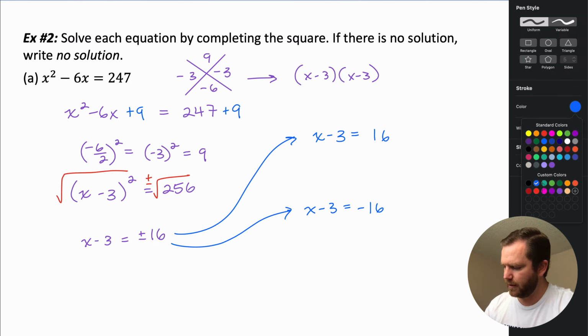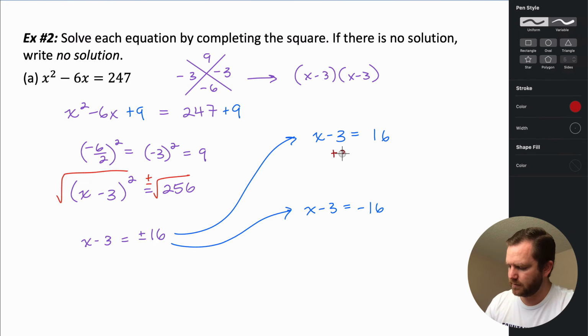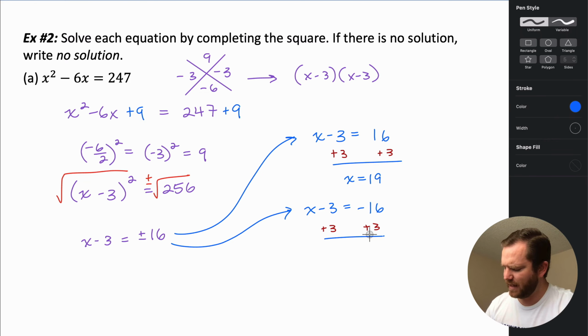So I'm going to add 3 to both sides. And I'm actually going to do that in both of these, add 3 and add 3. And the result that I get, 16 plus 3 is 19, so that's my first result. And then negative 16 plus 3 is going to be negative 13. So my two solutions are 19 and negative 13.